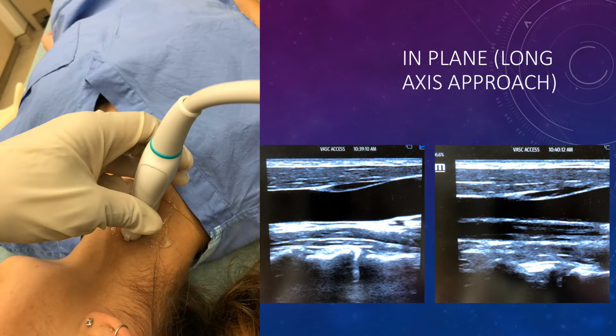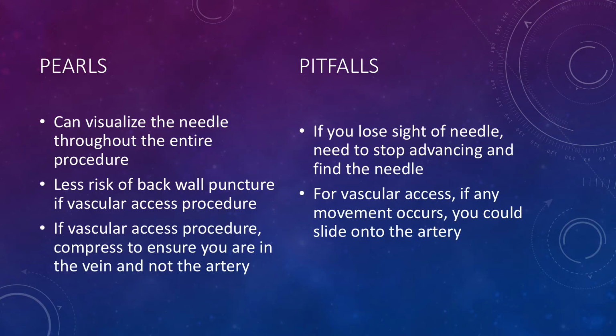An in-plane approach is a longitudinal access approach of the IJ. In this image, you can see that the vein runs all the way across the screen and that your probe marker is towards the head. The pearls of this procedure are that you get to visualize the needle going through the entire procedure. You have less risk of back wall puncture if this is a vascular access procedure, and you just want to make sure that you are actually on the vein and not the artery.